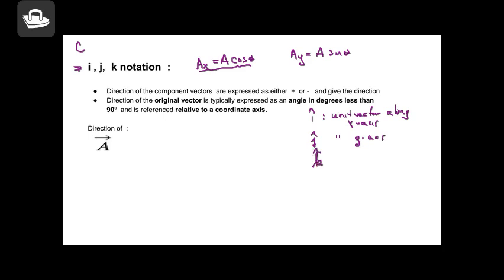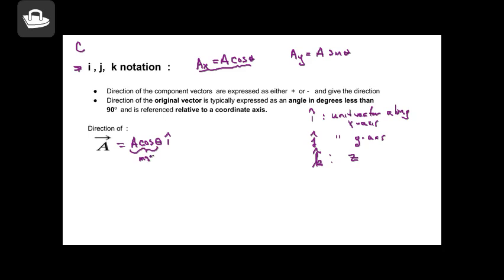So it gives us direction to these components. If I wanted to write this vector A in terms of its magnitude and direction, I would write A cosine theta, this is along my x-axis direction, i hat. So this piece gives magnitude, and this little piece gives direction.